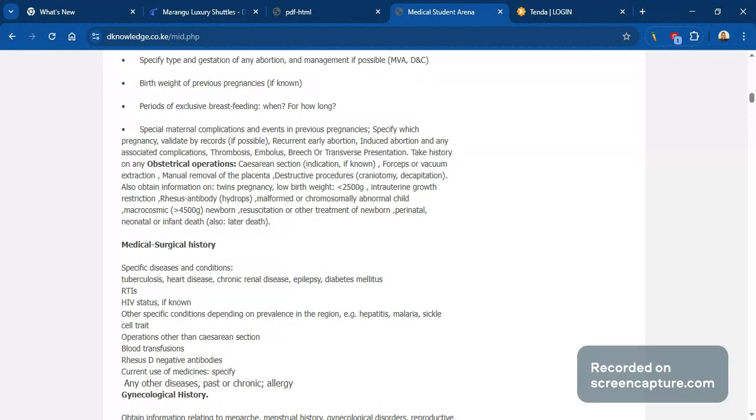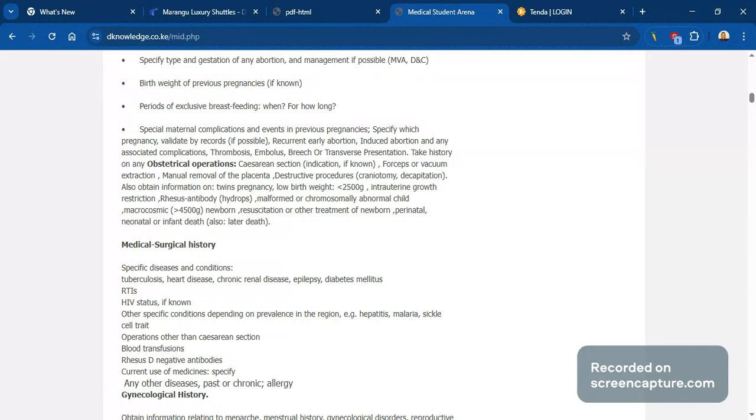Intrauterine growth restriction, rhesus antibody like hydrops, malformed or chromosomally abnormal child, macrosomic, that is a 4.5 kilogram newborn, that is a large baby, we call them macrosomic. Resuscitation or other treatment of newborn, perinatal, neonatal, or infant death.